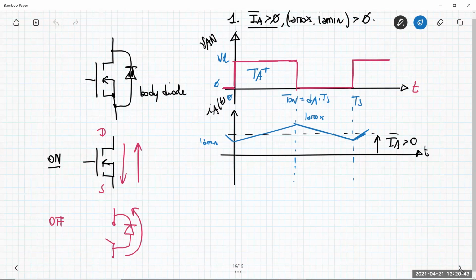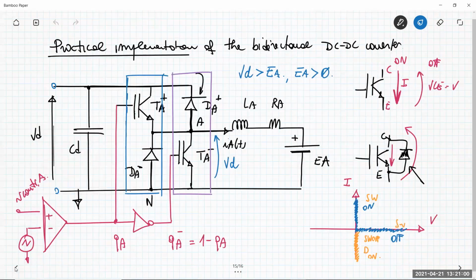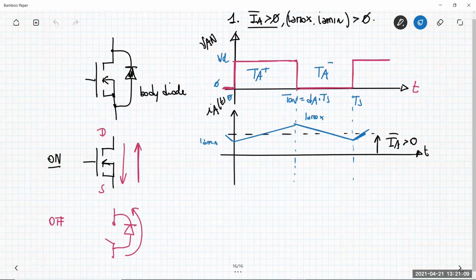Okay, when we have VIN which is 0, it means that TA minus is on. TA minus is commanded to be on, TA plus is off. In that situation, the voltage VIN is null. Okay, the voltage VIN now is null here. And in that situation, what happens is that you have a negative slope across the inductance. You have a negative slope here.